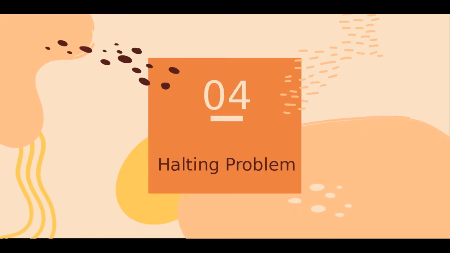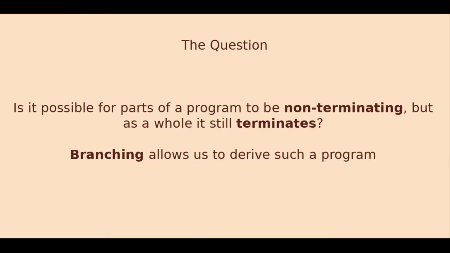Alright, so now we're done with Boolean. Let's go to the halting problem. So we have a question, right? Is it possible for parts of a program to be non-terminating, but as a whole it still terminates? With branching, we can derive such a program.